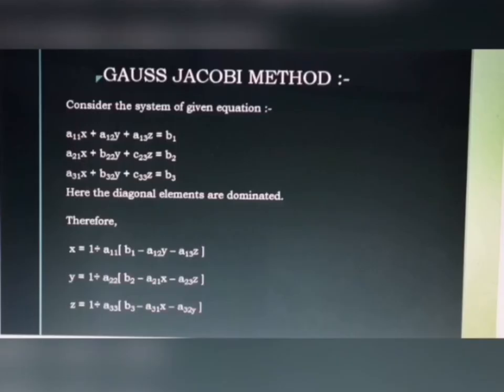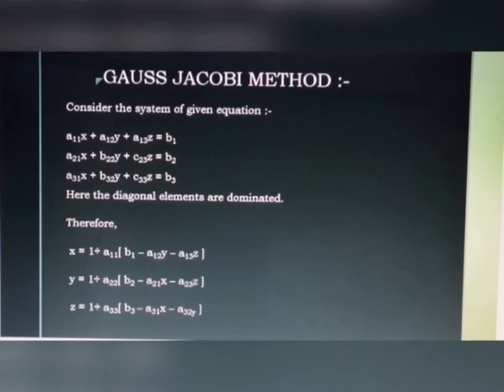So in the Gauss-Jacobi method, let's consider the given system of equations a11x plus a12y plus a13z is equal to b1, a21x plus a22y plus a23z is equal to b2, and a31x plus a32y plus a33z is equal to b3. Here the diagonal elements are dominant. Therefore, x is equal to 1 divided by a11 into b1 minus a12y minus a13z, y is equal to 1 divided by a22 into b2 minus a21x minus a23z, and z is given by 1 divided by a33 into b3 minus a31x minus a32y.